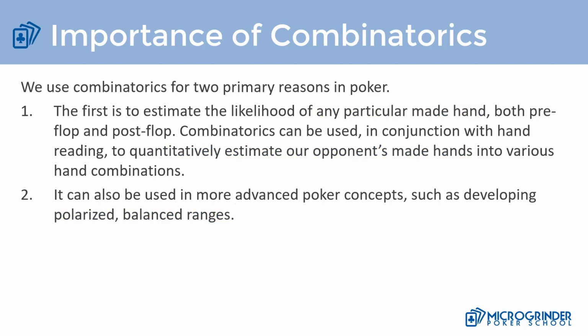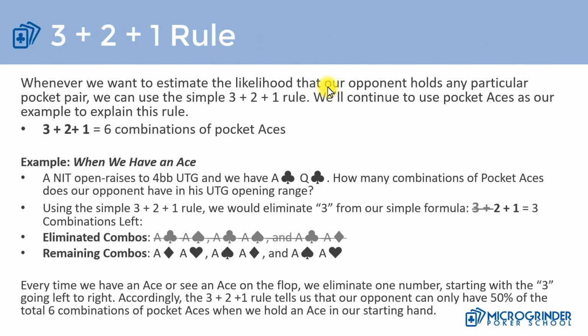Now let's talk about our pocket paired hands and the 3 + 2 + 1 rule. Whenever we want to estimate the likelihood that our opponent holds any particular pocket pair, we can use this simple 3 + 2 + 1 rule that I've devised, and I believe other poker players and coaches use this as well.